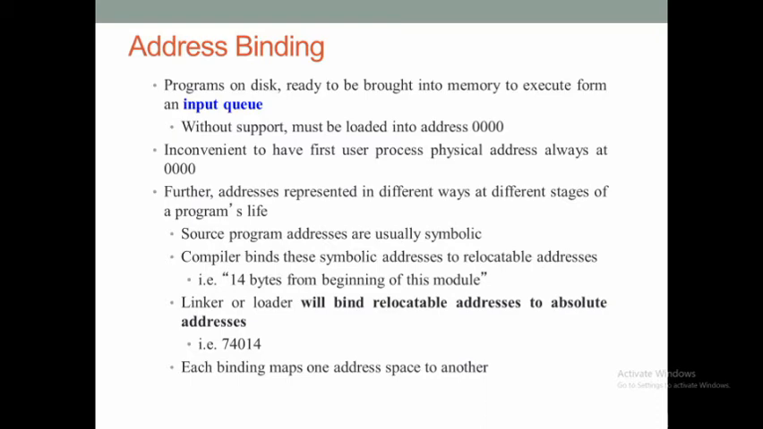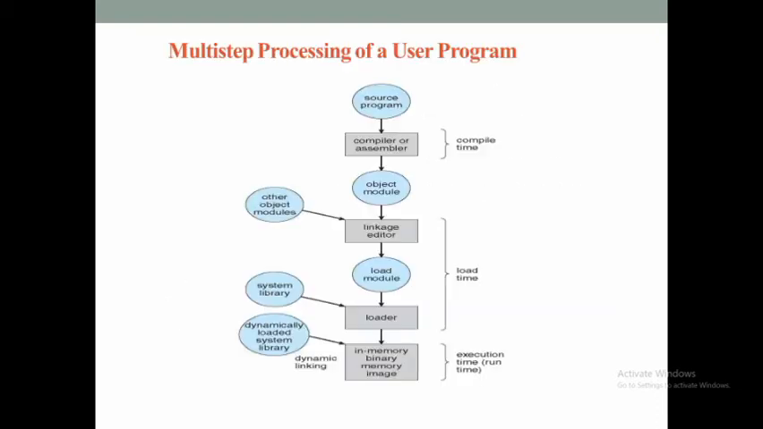The next one is about address binding. In your program, you may be using some symbolic addresses. For that, you have to know the multi-step processing of a user program. Whenever you have a source program, it is fed to the compiler or the assembler, and they will produce the object module for the program. If your program is composed of several modules, the object modules of all those independent modules may have to be combined together.